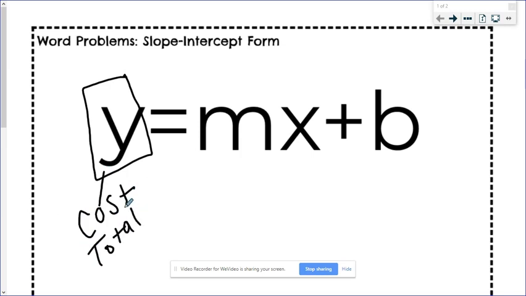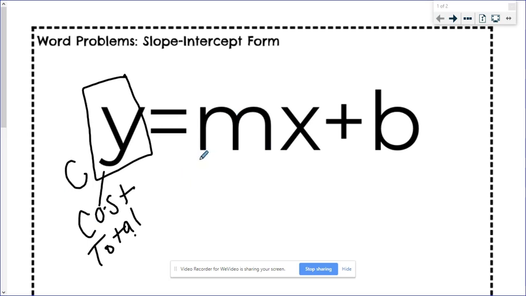Most of the word problems you're going to see today, they're going to talk about cost or they're going to say something about total. Usually when you're writing these, this is going to be a letter. A lot of times you're going to use the C here instead of the Y. So if you have a word problem, you're going to say C equals. You're not going to put a number here to start most of the time.